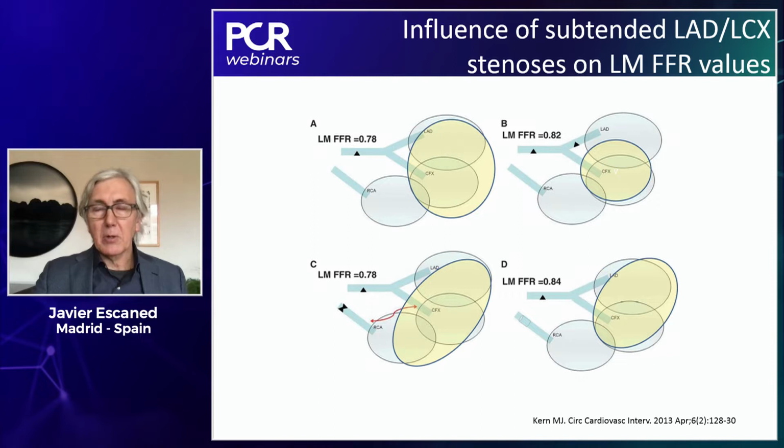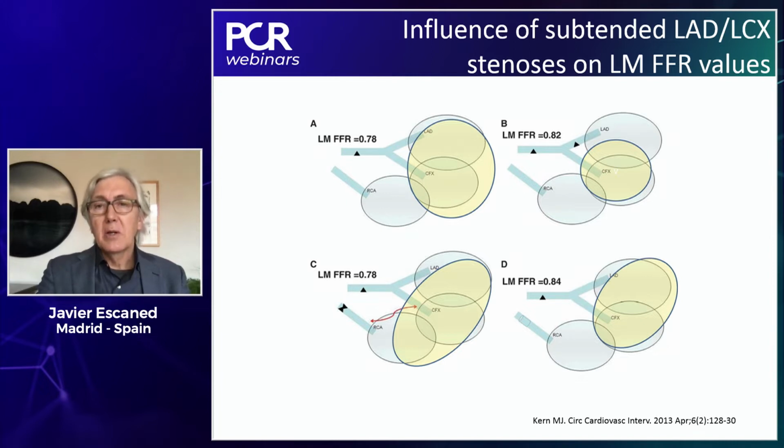And that is because typically with FFR, you have some degree of crosstalk. It is true that in situations where, for example, you have a tight stenosis in the proximal circumflex or a tight stenosis in the proximal LAD, the chances of having a crosstalk, an interaction between FFR values distal to that stenosis and distal to the left main is higher.